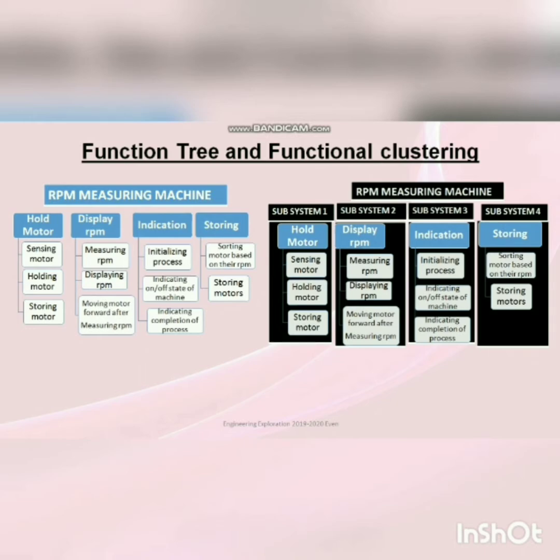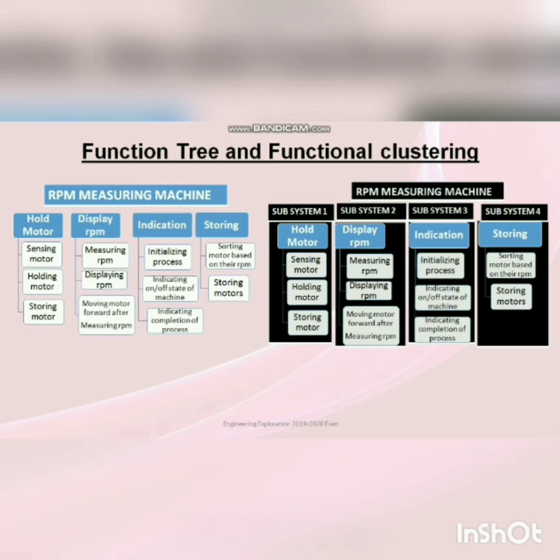Here is the function tree and functional clustering. In the function tree, we have divided functions into 4 parts: holding motor, displaying RPM of motor, indication process and storing process. In holding motor, 3 functions are involved: sensing motor, holding motor and then storing motor. In displaying RPM of motor, we are measuring RPM and displaying RPM of motor, and we are moving the motor forward after measuring RPM. In the indication process, 3 functions are involved: initializing process, indicating on or off state of the machine and indicating completion of process. In storing motor, sorting the motor based on their RPM and storing motors are involved.